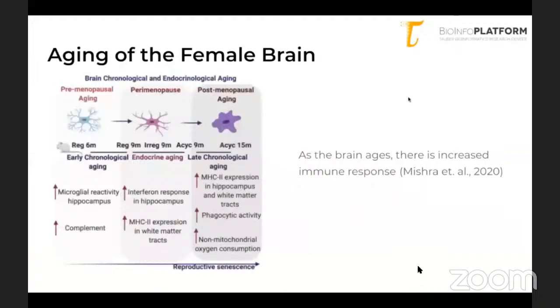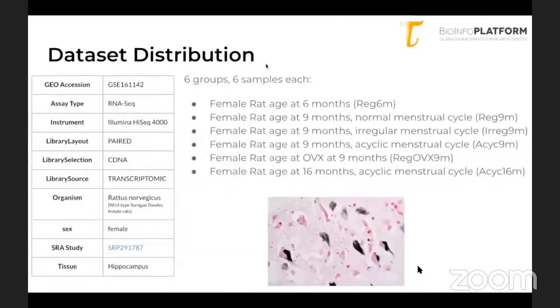cycle. From previous studies, as the brain ages in women, there's also an increased immune response. And so we are obtaining data from this study by Mishra et al., in which we have 6 groups, 6 samples each. And this is using RNA sequencing from the Rattus norvegicus female hippocampus. And so we have 6 groups in which there's the female rat at 6 months, abbreviated as Reg6M because they have a regular cycle at 6 months.